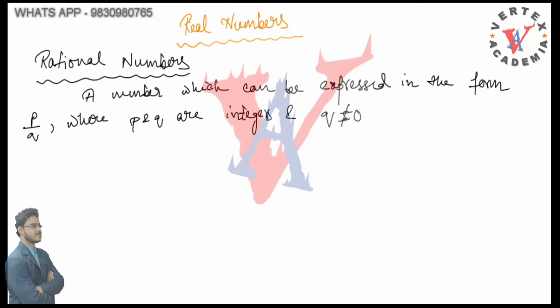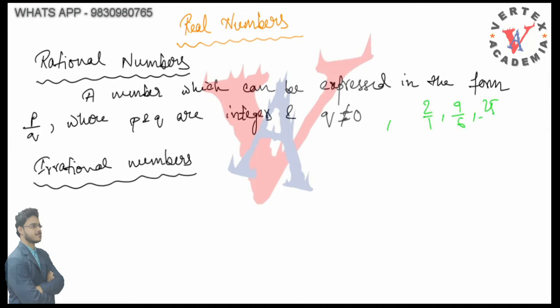And therefore what will be irrational numbers? Before saying this, the examples of rationals will be anything: 2 by 1, 9 by 6, 25 by 27, anything, 5, 6. These all are rationals.